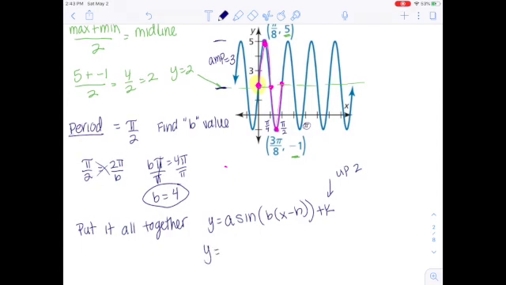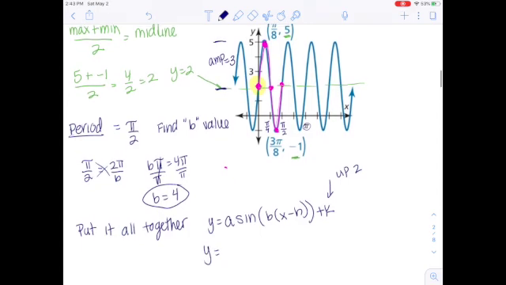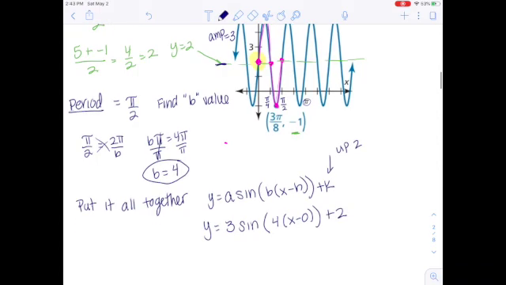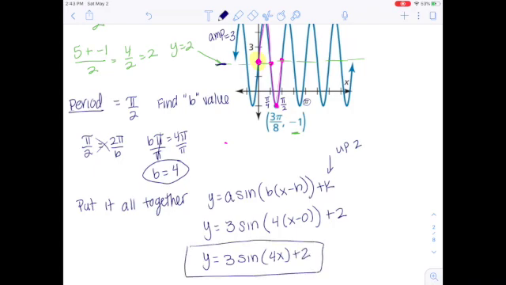Drop everything in. You know y is equal to your amplitude, 3, sine of your b value of 4, multiplied by x minus 0. I'll leave that in there. And then our whole graph got shifted up 2 because we have a midline. And simplify it a little bit. We've got 3 sine of 4x plus 2. All right, we did it.